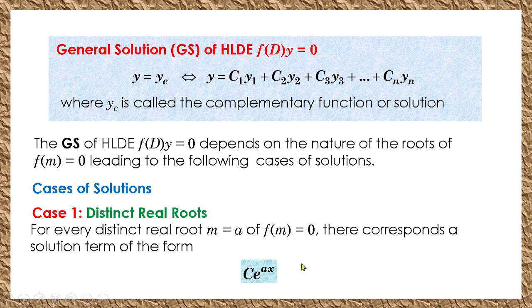For every root, your term in the solution is c e to the ax. So if you have two terms, you have c1 e to the a1x plus another root, let's say a sub 2, so plus c sub 2 e to the a sub 2 x. Okay? So that will be your y, or your solution to the given homogeneous LDE f of D applied to y equal to 0.